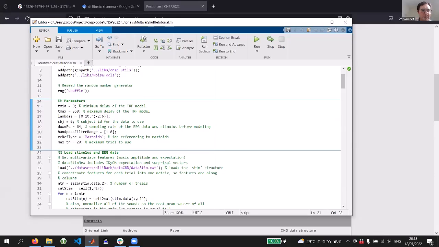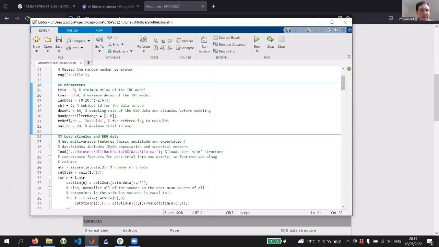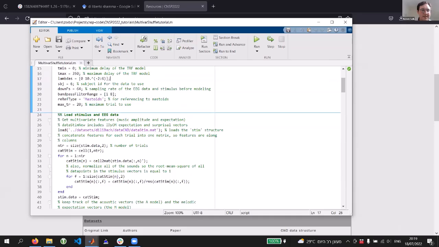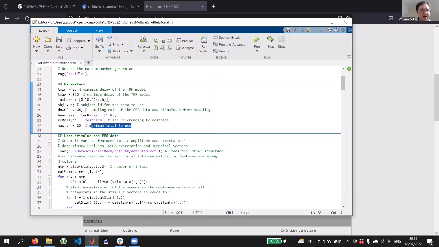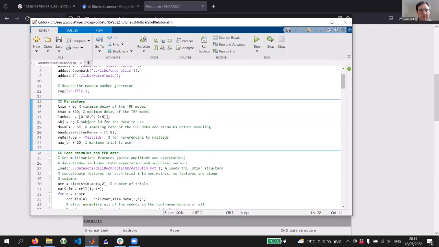So these are the parameters I'm using. When I make the model, it'll be 0 to 350 milliseconds of lags. Like Joe said, I'm using a different range of lambdas and 64 hertz. A lot of the rest of this is similar to what Giovanni did: 1 to 8 hertz, the references, and I'm not using all of the trials. There are actually 30, so you're welcome to increase this, but for the sake of time, I'm working with 20. So those are the parameters.